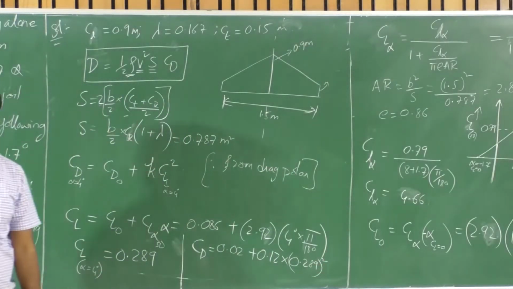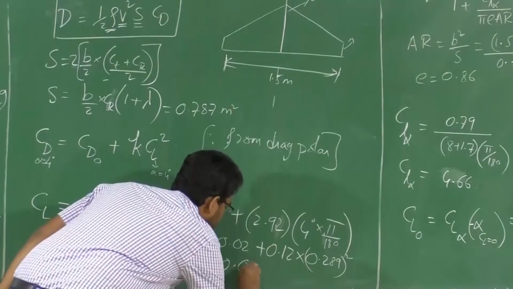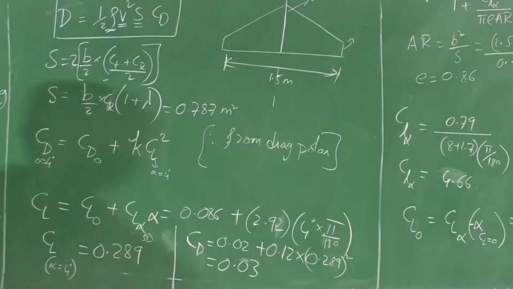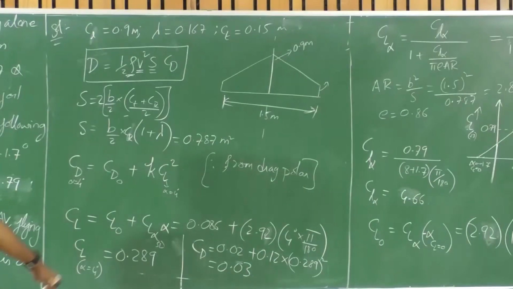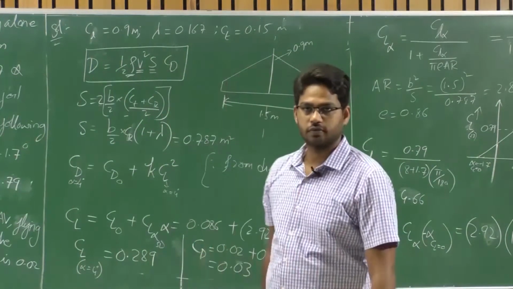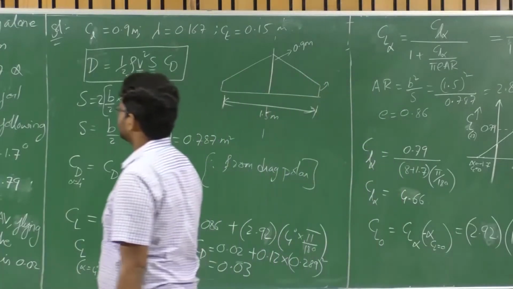Oh, what will be the answer? 0.03 is the CD at alpha 4 degrees. So I want you to calculate CD at alpha 6 degrees. Okay. So please let me know what is CD at alpha 6 degrees.